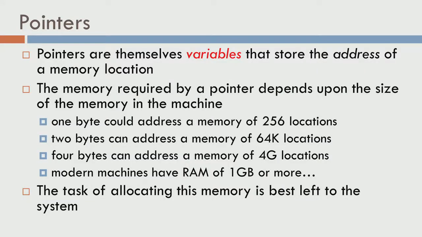So, pointers are themselves variables that store the address of a memory location, and the memory required by a pointer depends upon the size of the memory in the machine. So, for instance, let us say I have a pointer of size 8 bits or 1 byte, it can only point to 256 different locations. But if I have a pointer of 2 bytes in size, it can point to 64,000 or 64k locations. So, that is 65536 locations. If it is 4 bytes, it can point to 4 gigabyte locations or 2 power 32 locations and so on.